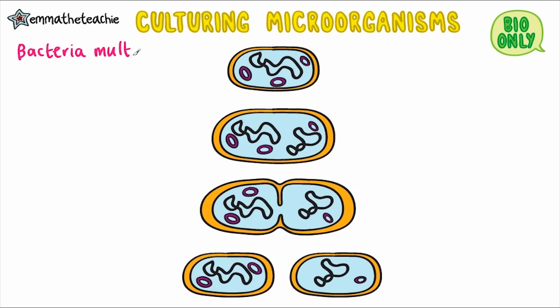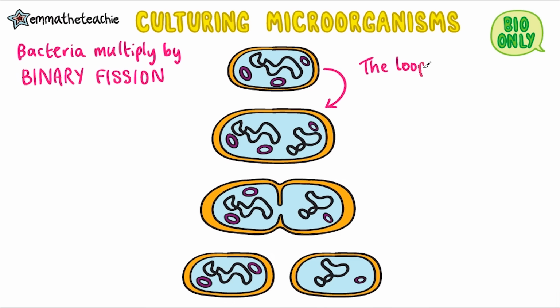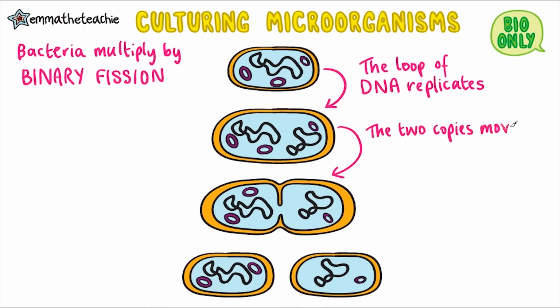Bacteria multiply by a type of simple cell division, which is called binary fission. It's very similar to normal cell division. First up, the genetic material replicates. In this case, it's a loop of DNA as we're talking about bacteria. The two copies then move apart to opposite ends of the cell.